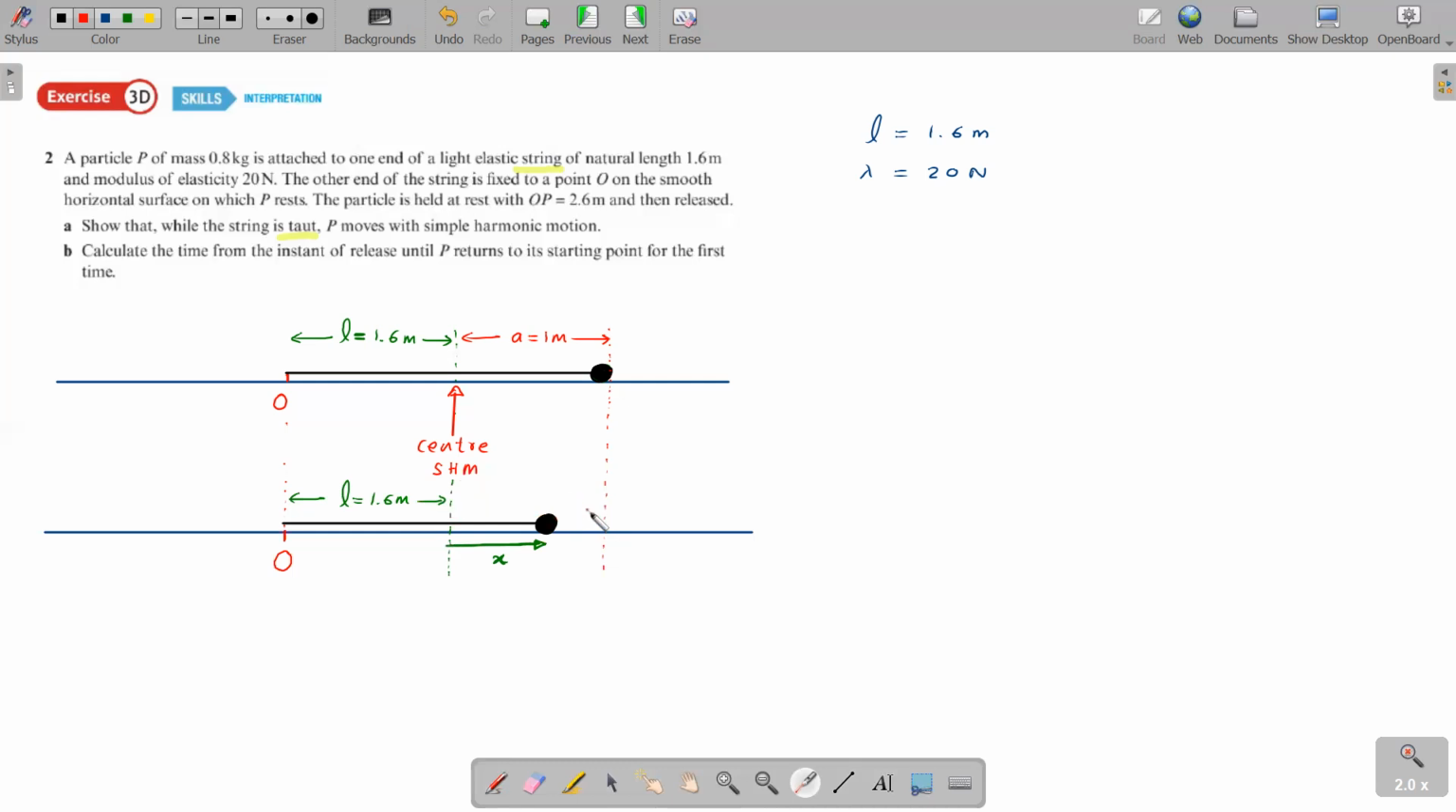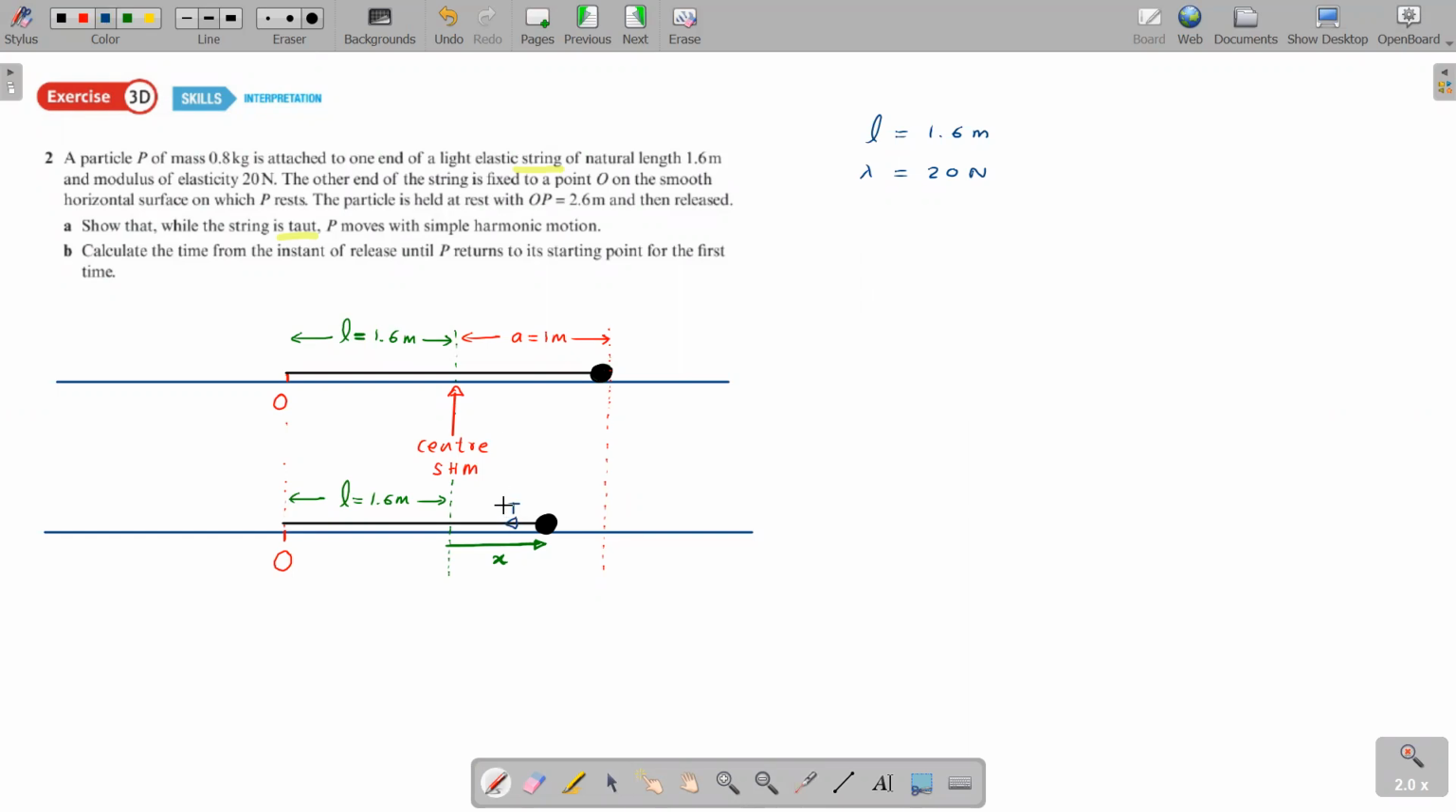Are you with me? So how do you show the particle moves in SHM? How do you prove the particle moves in SHM? You have to prove the characteristic simple harmonic motion equation, which is what? x double dot equals minus omega squared x. Okay, so let's apply that equation. To apply that, we are going to use F equals ma. What are the forces acting on this particle at this general point? You have the tension, right? What else?